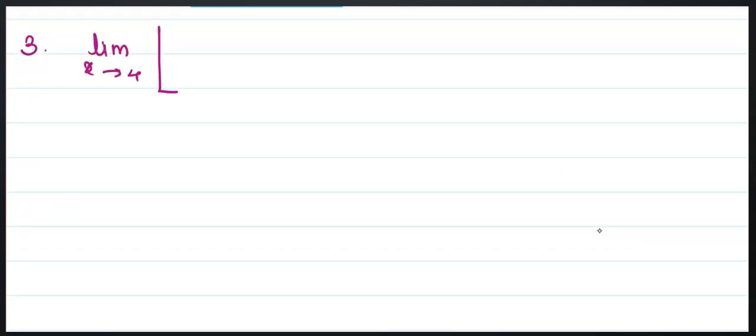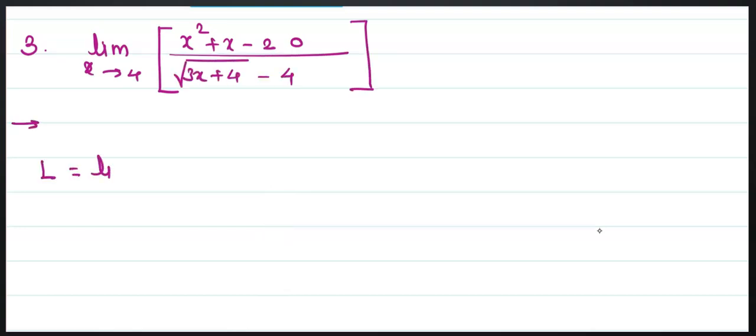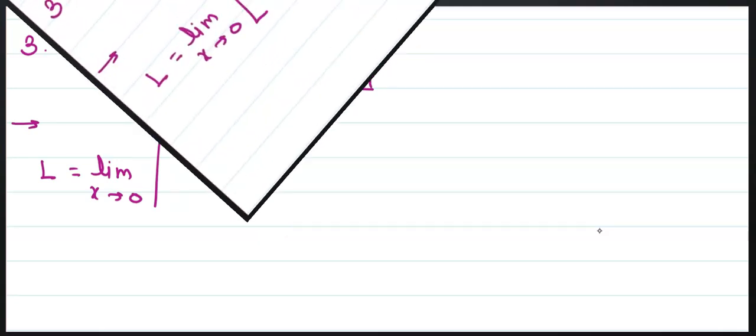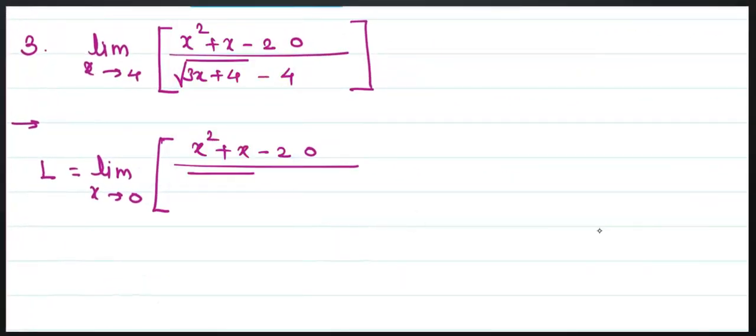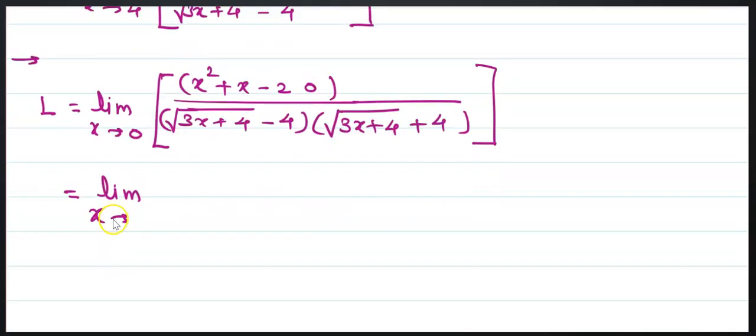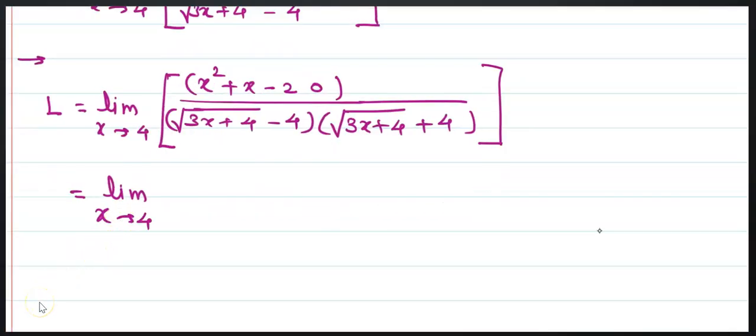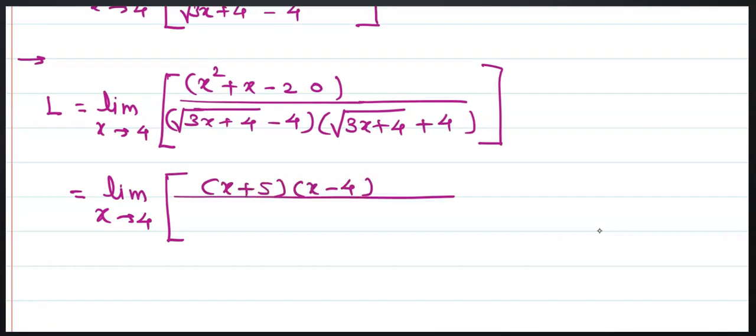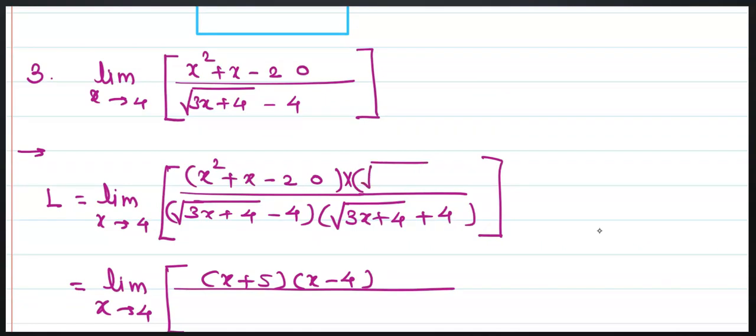Now, third example. Limit x tends to 4, x square plus x minus 20 upon root of 3x plus 4 minus 4. Therefore, here we will rationalize the denominator and factorize the numerator. One thing is that limit x tends to 4. I had written here a 0, but it is a 4. I will change it. See this here.